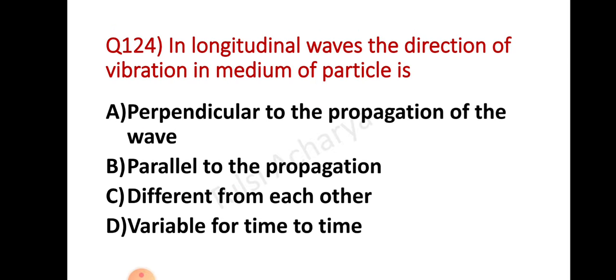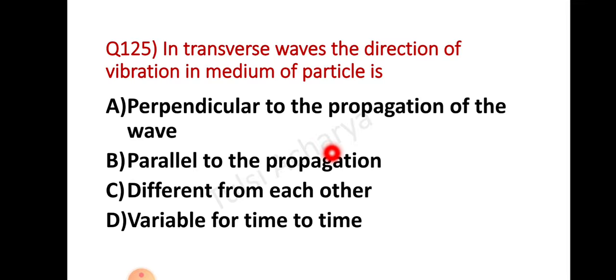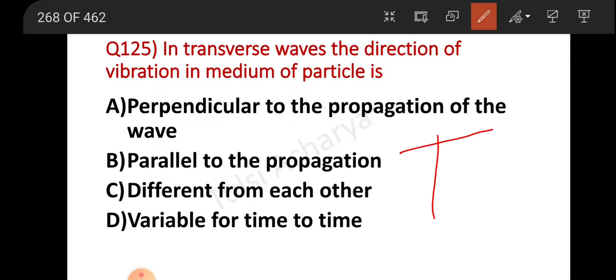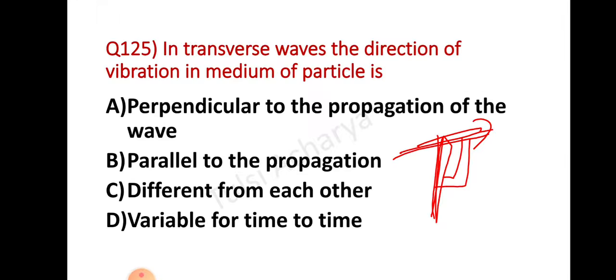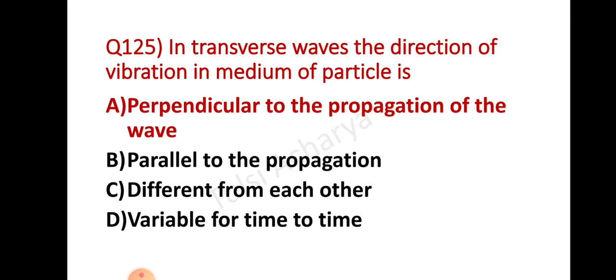Now let's move to question number 124. In longitudinal wave, the direction of vibration of particles in the medium is parallel to the propagation. In longitudinal wave, particle and wave move in the same direction, so parallel to the propagation. In transverse wave, the direction of vibration of particles in the medium is perpendicular to the wave. Transverse wave starts with T, and this is propagation of wave and this is vibration of particle. So they make 90 degree with each other. So option choice A is the correct one for question number 125.